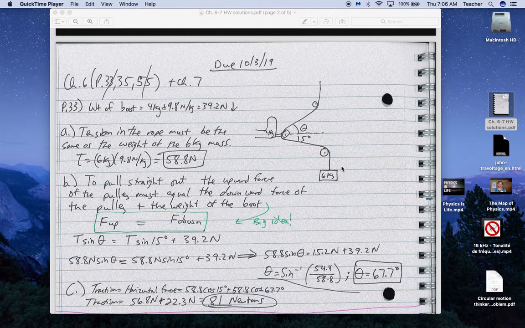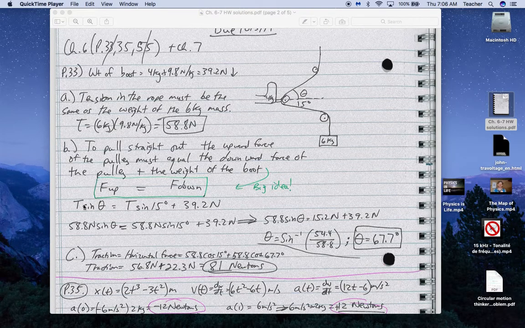So the tension in the rope, I can look at this part. I know that if it's 6 kilograms, that's 58.8 newtons, and that's the force down, and so that's got to be the tension up. To pull straight out, which is what traction needs to do, we need to realize that the upward force, which is basically caused by the vertical component of this tension, would have to equal the downward force, which is the vertical component of this tension, plus the weight of the foot. So I'm going to say that tension times the sine of theta, the vertical part of this, is equal to the tension times the sine of 15 degrees, which is the vertical part of this, plus the weight of the earth on the foot, 39.2 newtons.